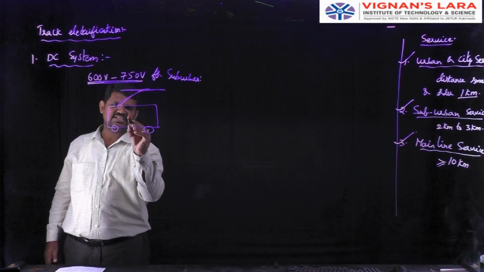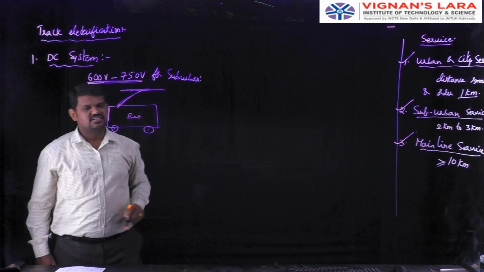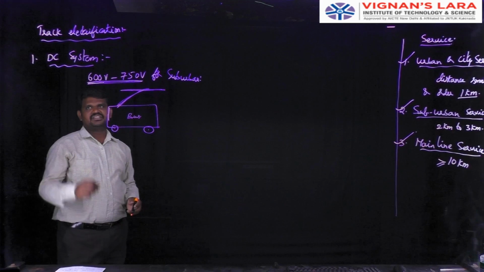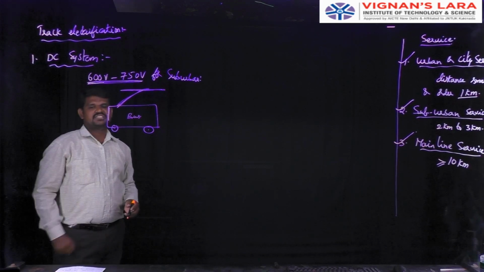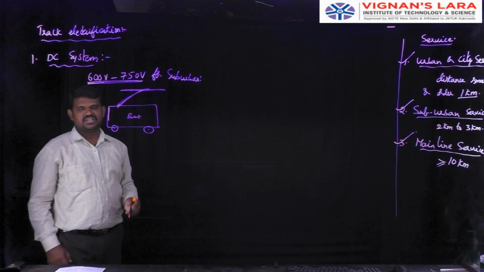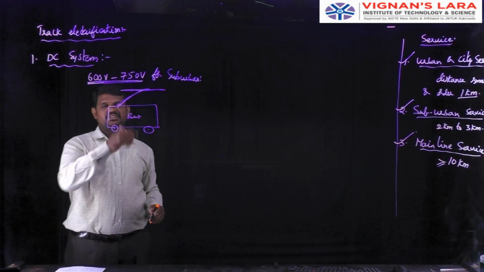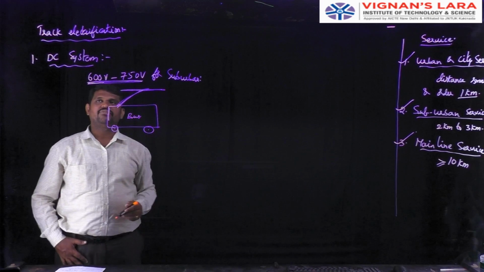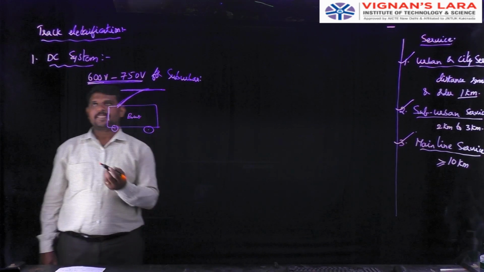So simple, just like a bus. So it is called the tramway. In tramways, normally we use 600 volts to 750 volts DC supply for the driving of these tramways.